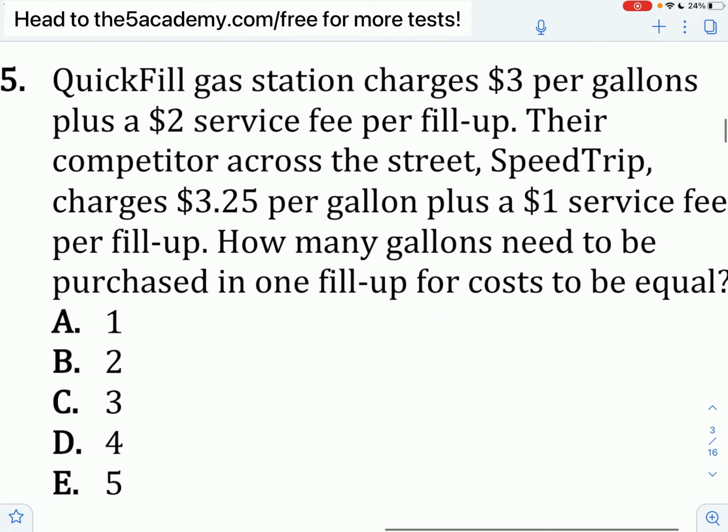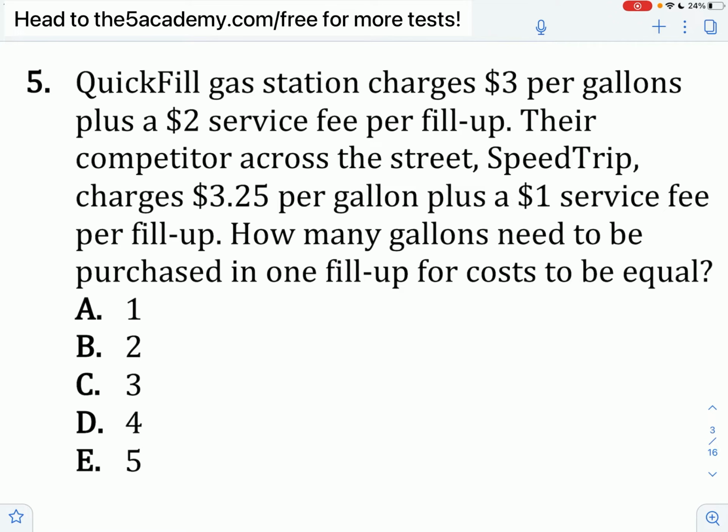Quick fill gas station charges $3 per gallon plus a $2 service fee per fill up. Their competitor across the street, Speed Trip, charges $3.25 per gallon plus a $1 service fee per fill up. How many gallons need to be purchased in one fill up for the costs to be equal?